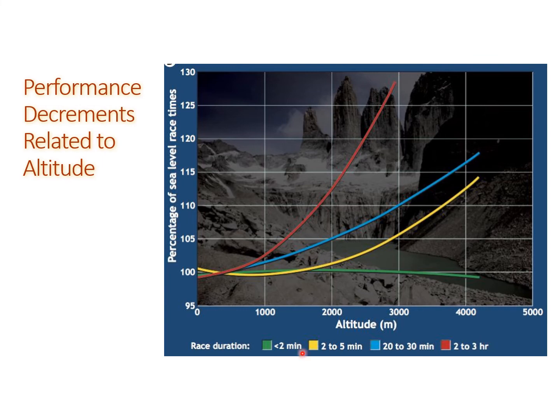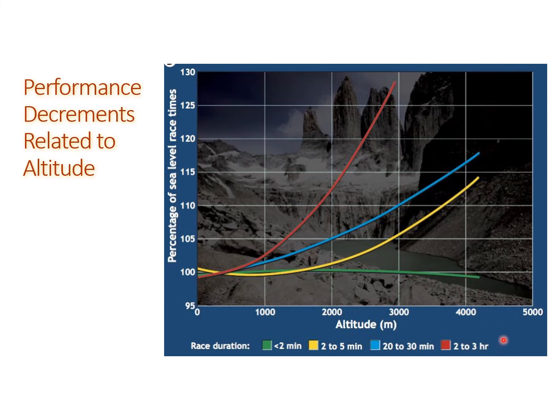Now, if we look at the less than 2 minute races, so let's say you were running like a 400 meter track race. And typically for elite athletes, that takes about a minute, maybe slightly less, to do a 400 meter race. And we can see that we don't see any real declines in the times at altitude. So people will actually be able to do that race pretty normally at altitude, even up to 4,000 meters.